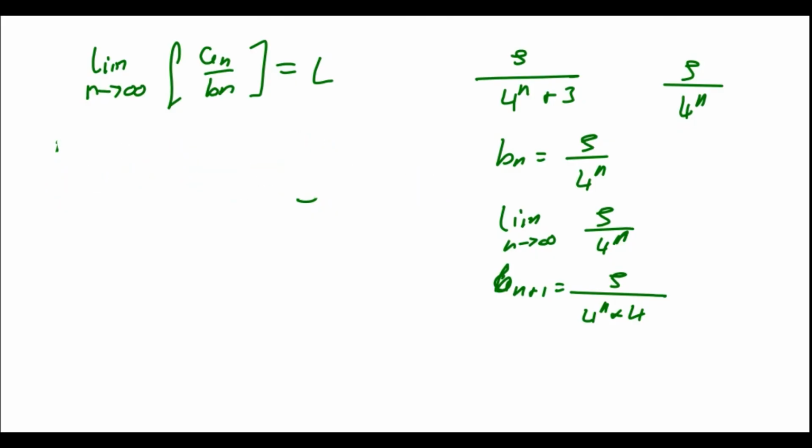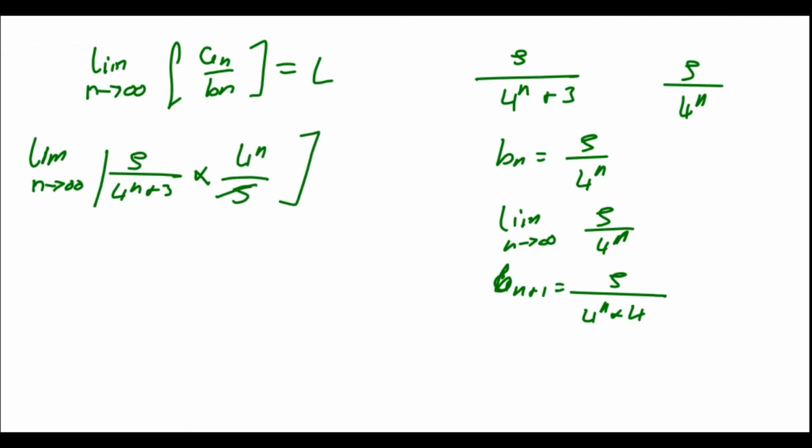So now, meaning even the whole expression that we are trying to put across here also converges if and only if the value of L that we find is finite and greater than 0. So as n approaches infinity, a sub n is this same one that we have, which is 5 divided by 4 to the n plus 3, multiplied by the reciprocal of b sub n, which is 4 to the n divided by 5. So this and that you can cancel out.